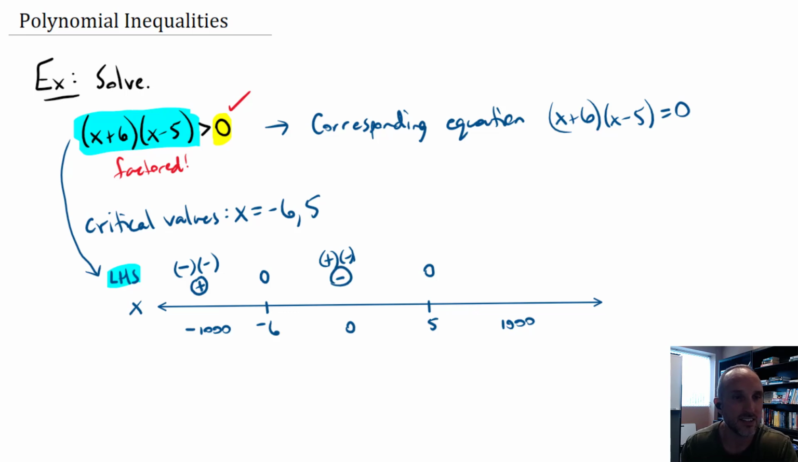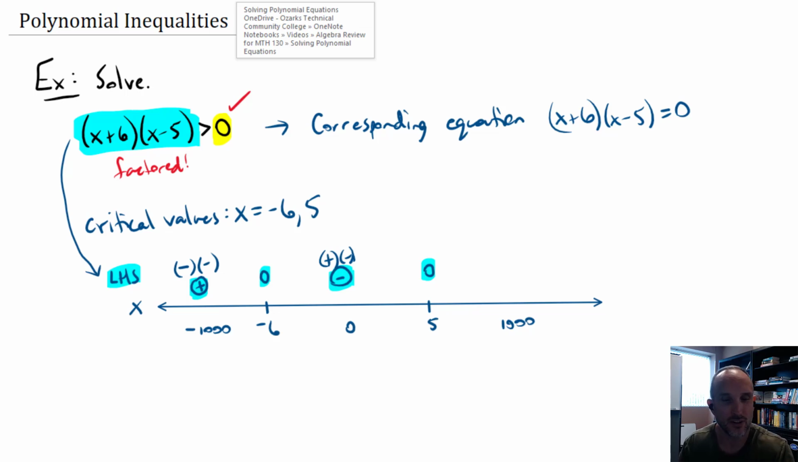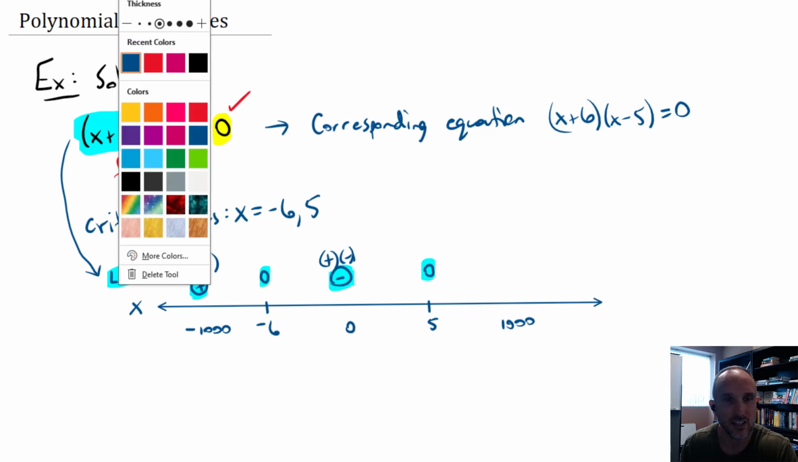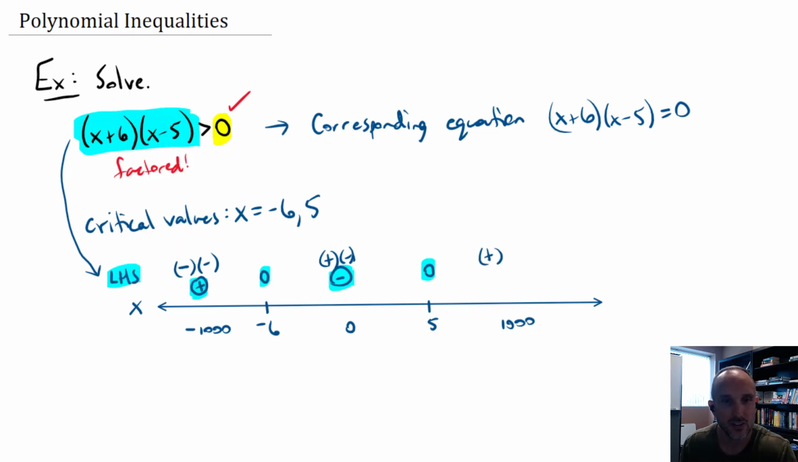So the left-hand side is positive to the left of the critical value negative 6. The left-hand side is equal to 0 at negative 6. The left-hand side is negative between negative 6 and 5. The left-hand side is 0 when x equals 5. And finally, when x equals 1,000, 1,000 plus 6 is positive, 1,000 minus 5 is positive. So we get a positive times a positive, which is a positive. So the left-hand side is positive in this interval.